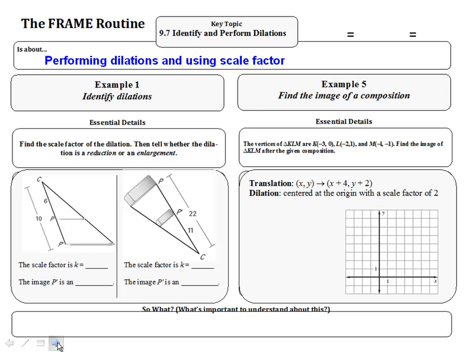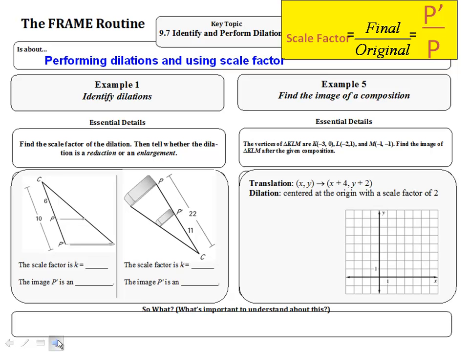Before we go down to our examples, let's fill in this top corner, this yellow box. It's not yellow on yours, but it is in your frame. Scale factor is always the final over the original. So you put your final shape on top. Whatever number goes with your final shape goes on the top of your fraction, and your original shape goes on the bottom. So that would be P prime, your final, over P, your original. For scale factor for this lesson, we've got a specific order that we need this in.